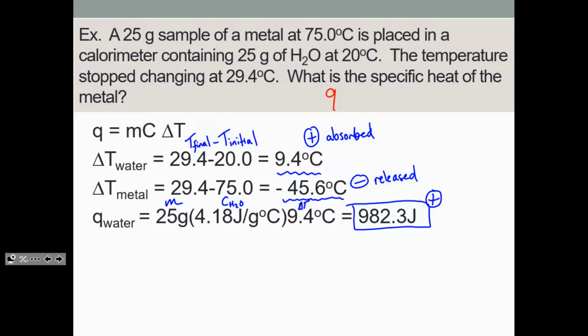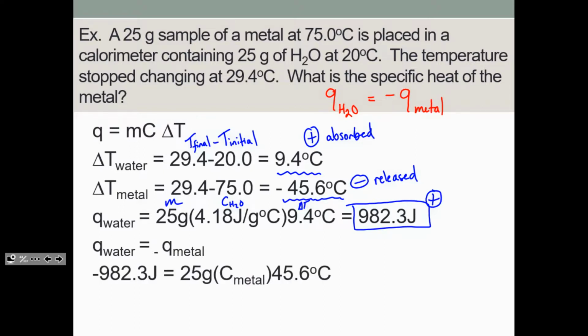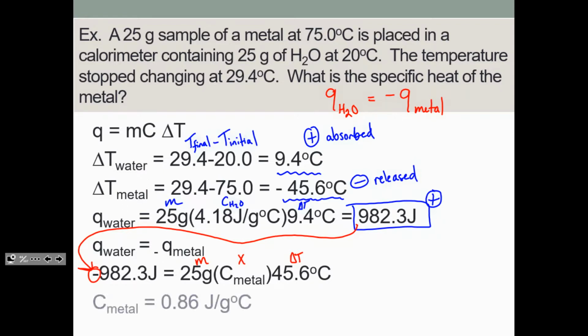One thing to note is that the heat that is absorbed by the H2O is the same heat but opposite that is released by the metal. So what we're going to have to do here is actually flip the sign of this when we plug it in. So I'm going to take that and I'm going to plug it in for the Q, but it's negative. Here's the mass of the metal. This is our X, and then we have our delta T for the metal. And when we solve for the specific heat of the metal, we get 0.86 joules per gram degrees Celsius.